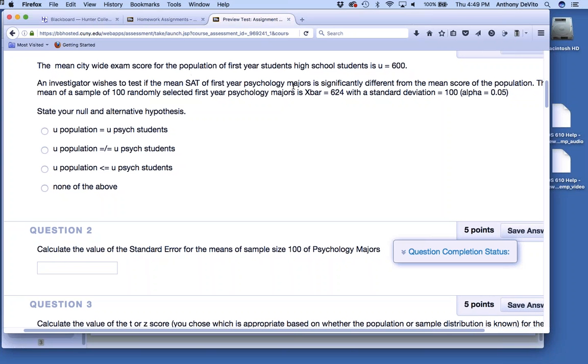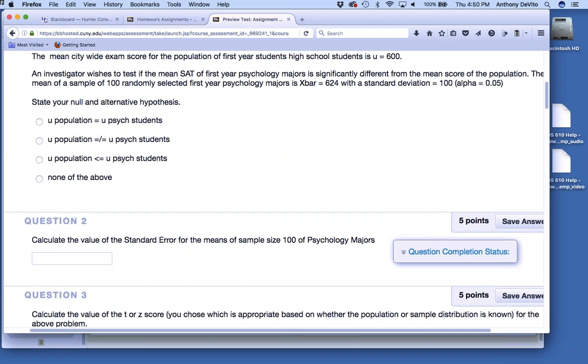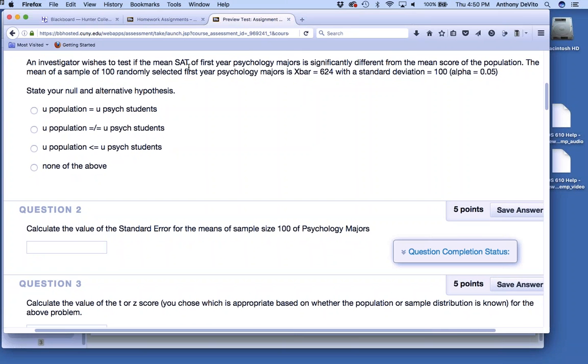The mean citywide exam score of the population of first-year high school students is mu equal to 600. So we know the population mean there, right? We know that the mean citywide exam score for this exam is 600 for all students in the city, right? We all got that? An investigator wants to test if the mean SAT score for first-year psychology students is significantly different than the mean for everybody.